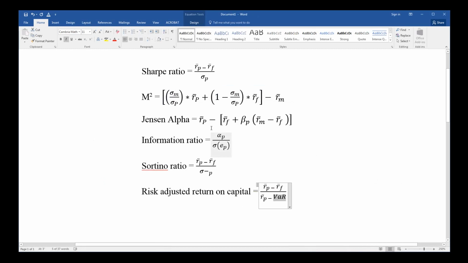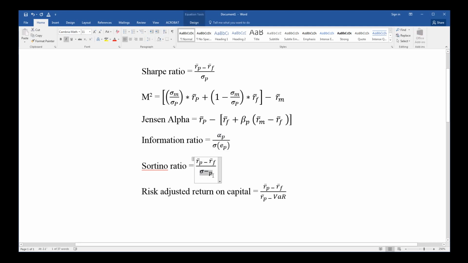If I show you an overview of the formulas, for Sharpe ratio we need excess return and standard deviation of the portfolio. For M-square, we need two additional components. One is the return on the market and the standard deviation on the market portfolio. For Jensen alpha, we need to calculate CAPM returns. Information ratio is the Jensen alpha divided by standard deviation of the residuals.